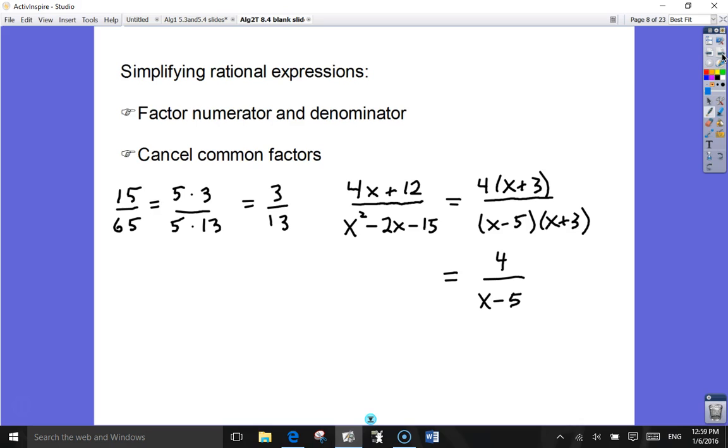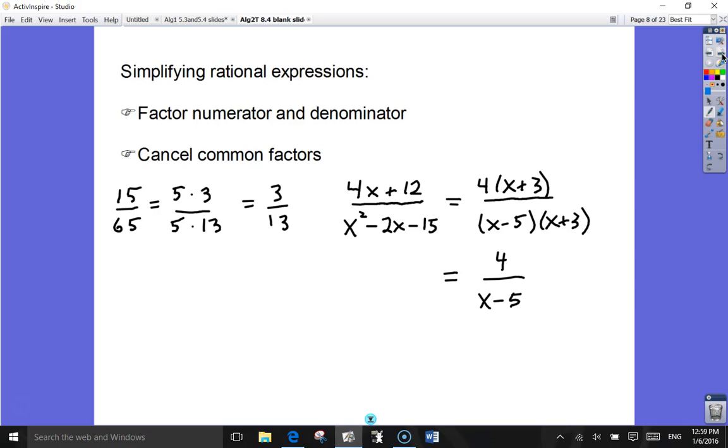So these are the steps in simplifying rational expressions. Factor the numerator and denominator, cancel the common factors. And this all relates to fractions of numbers. How do you simplify a fraction like 15 over 65?